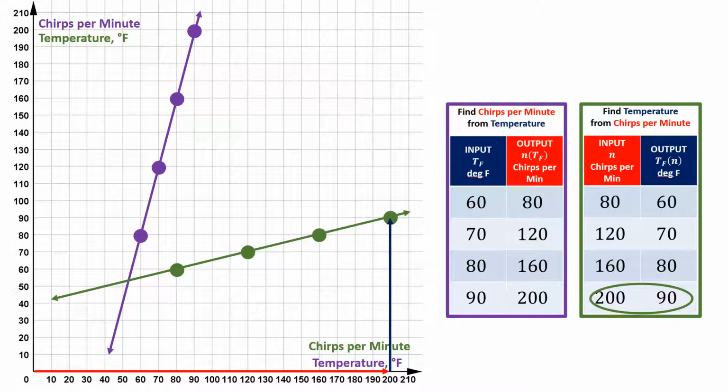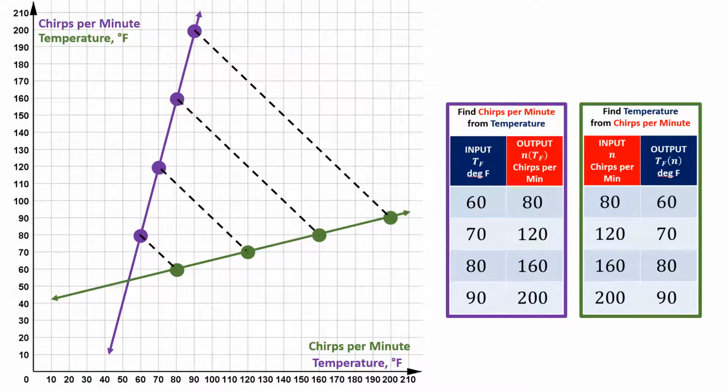And so now we've got the inverse function plotted. So the inverse function, again, takes chirps per minute as an input and gives us the temperature as an output. Now, when we mapped the original purple points onto their new inverted green points, you notice what happened is that we reflected those points across the diagonal line y equals x.